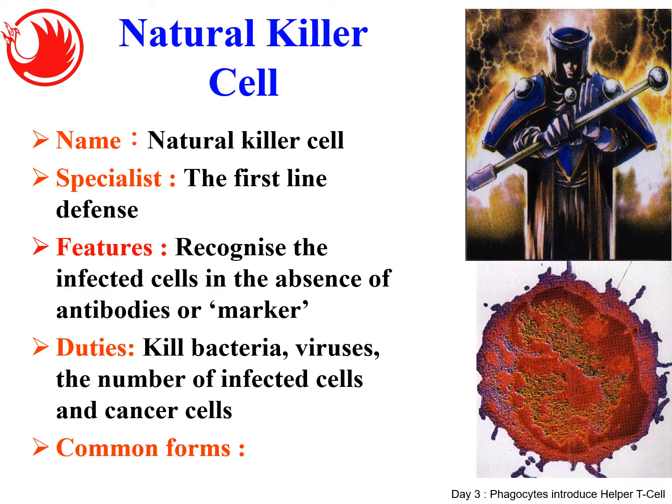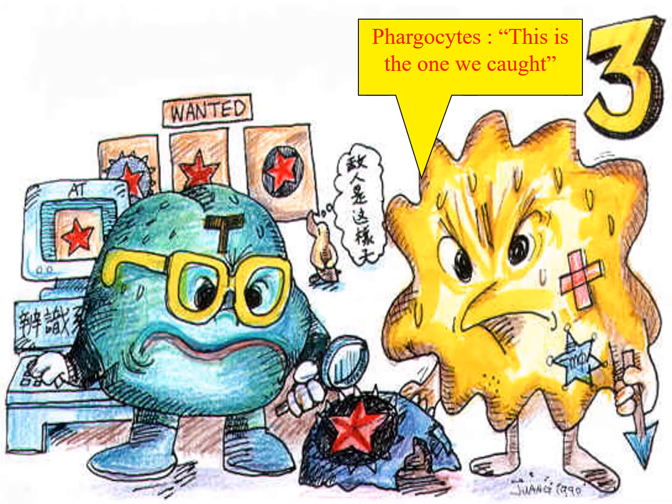Okay, so actually, these are all the first line defense immune cells: phagocyte and natural killer cell. When this happens, in the background there's another thing happening. When this phagocyte, remember the phagocyte just now, he actually follows and catches the invader, he will present the sample to this T cell.